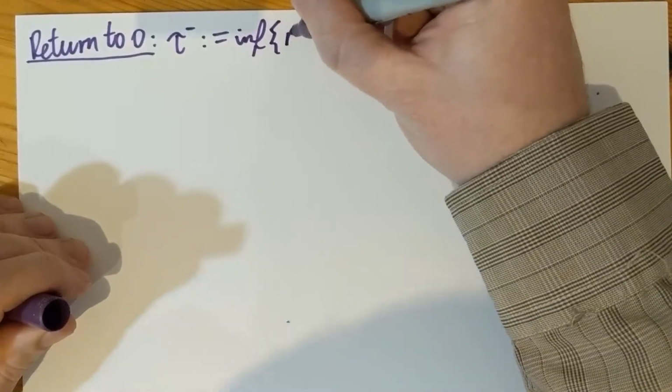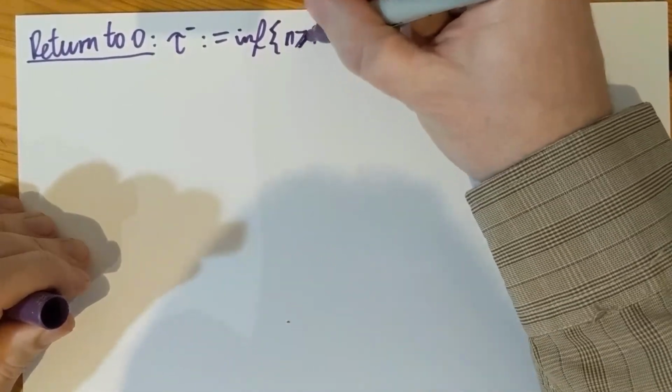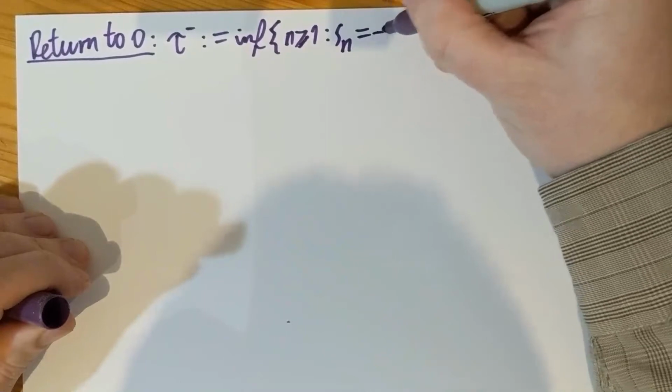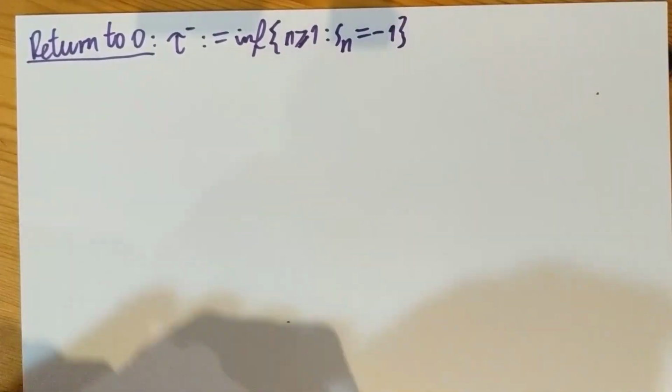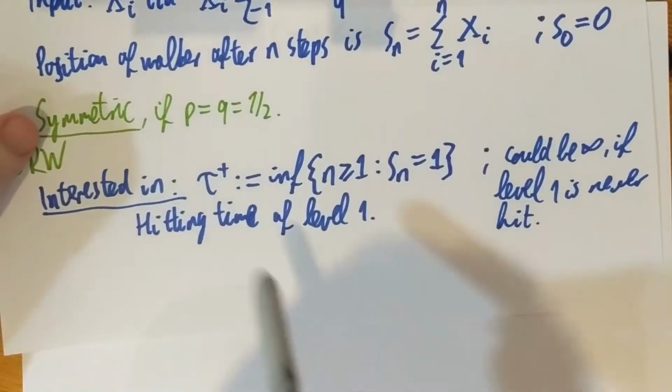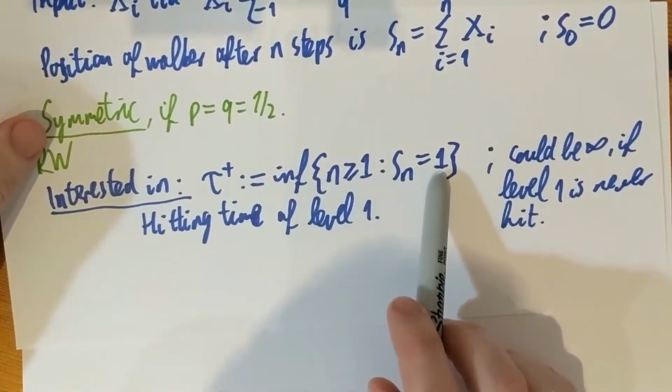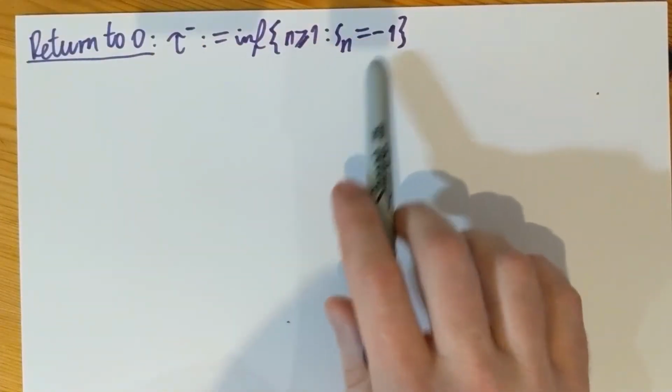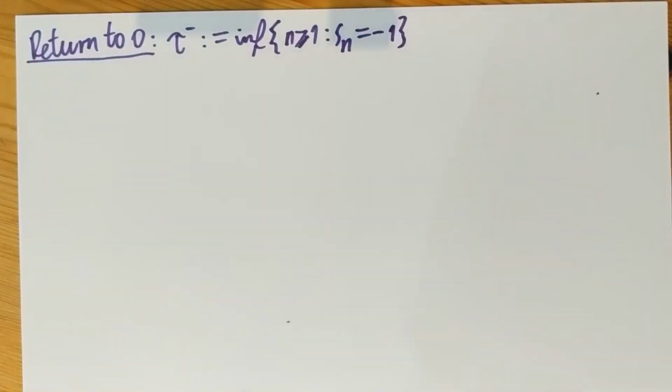when Sn is minus 1. The first time the walker finds themselves at minus 1. As a comparison, tau plus was the first time the walker is at plus 1. This is the first time the walker is at minus 1. Now, what is the difference between these two?